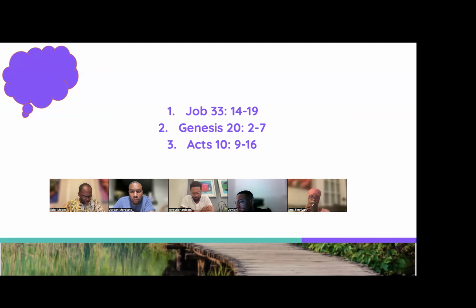But notice what happens. Keep reading. But God came to Abimelech in a dream by night and said to him, indeed, you are a dead man because of the woman whom you have taken, for she is a man's wife. Now, how did he come to him? In a dream. While the man was asleep. And the king woke up and was frightened, a dead man.